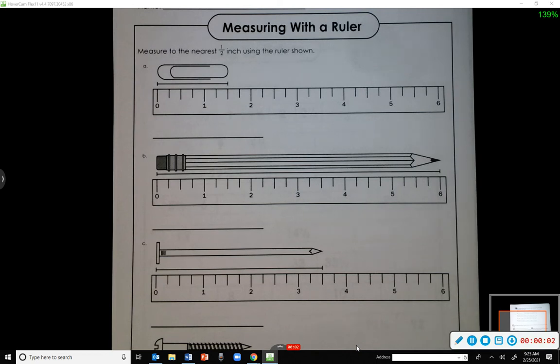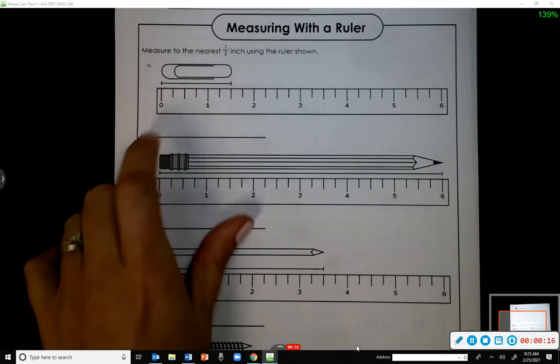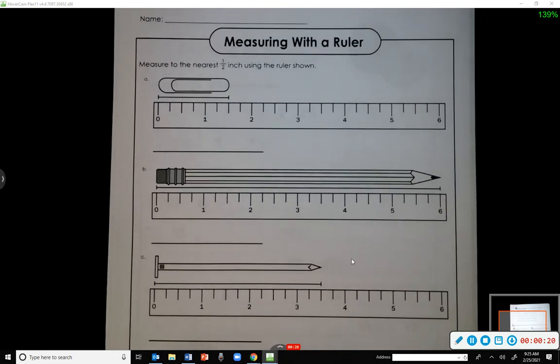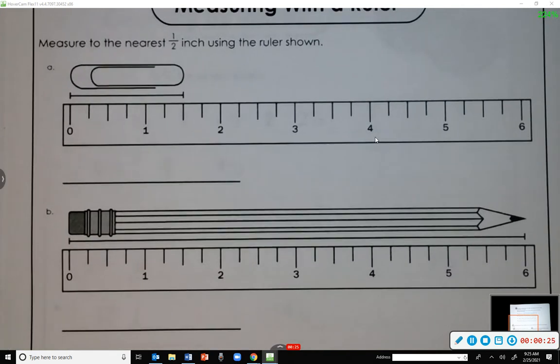Okay, so yesterday, which was Wednesday, today's Thursday, we worked on measuring with a ruler. For the most part, you guys know what to do. You need to make sure that we start our ruler lined up with the zero, right? Yes. Okay, but what I noticed when I was checking through your Seesaw activities, some of us had a hard time identifying when it was a fourth or a half or a 3/4. So that's what we're going to look at today on these rulers.